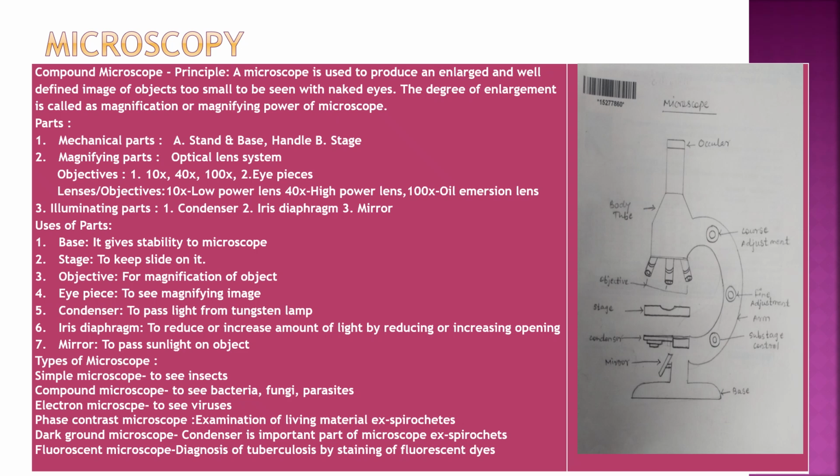objectives are for magnification of the object, the eyepiece is to see the magnified image, the condenser is to pass light from the lamp, the iris diaphragm is to reduce or increase the amount of light by reducing or increasing the opening, and the mirror is to pass sunlight onto the object. Types of microscope: simple microscope to see insects; compound microscope to see bacteria, fungi, parasites; electron microscope to see viruses; phase contrast microscope for examination of living material like spirochetes and motility.